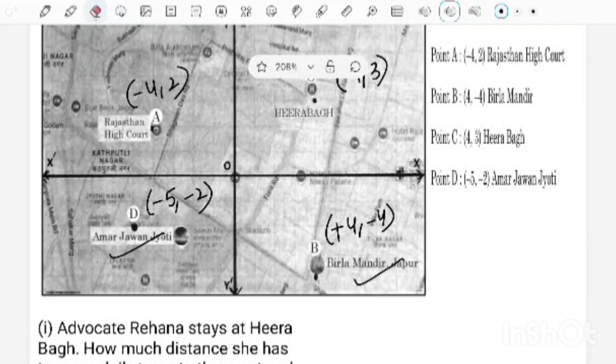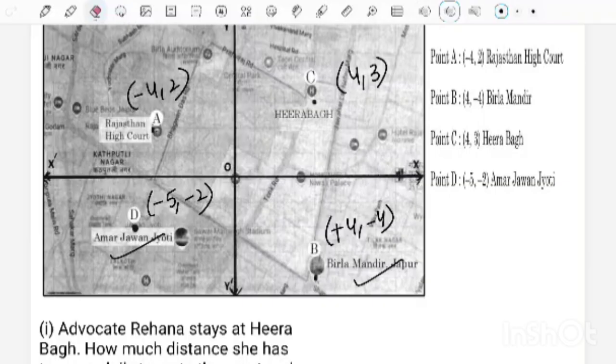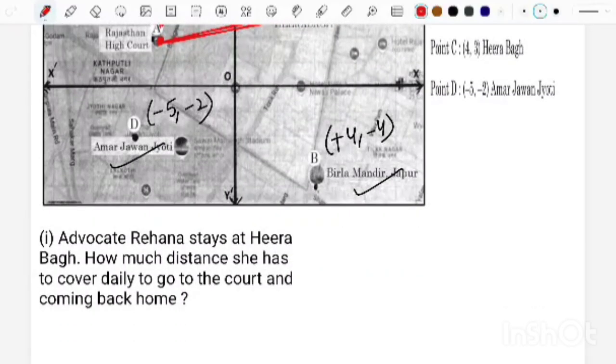Now we can solve. Rehana stays at Hira Bagh. How much distance does she have to cover daily to go to the court and come back home? Where is the court? Can you see? And she is staying at Hira Bagh. There is Hira Bagh, you can clearly see, and this is the court. You have to calculate the distance between these. She goes from Hira Bagh to court and comes back home. Okay, we have to calculate the total distance for both sides.